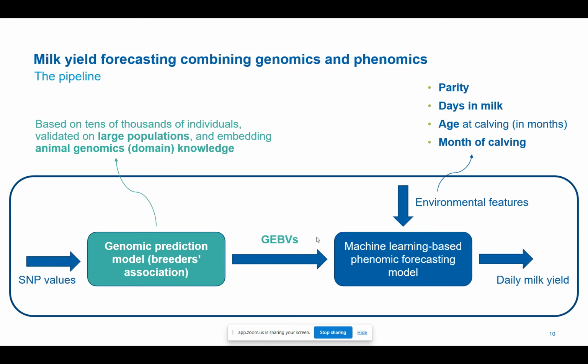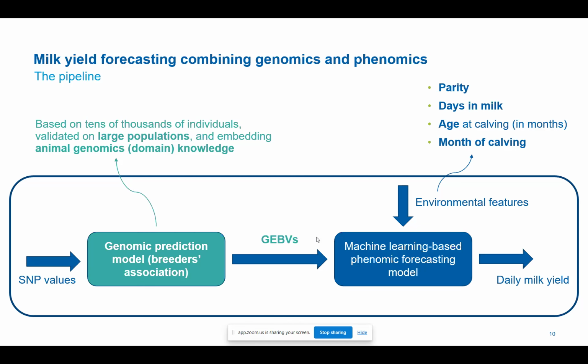Instead of estimating our own breeding values, we used the ones by the Breeders Association because they are much more accurate. They are based on large populations. They are based on state-of-the-art models that embed, of course, domain knowledge in animal genomics and so on. So this is the first chunk of information that we used. On the genetic side, we used the genomic breeding values, and we coupled them with environmental features in the machine learning models. We decided to use the parity of the lactation, days in milk, age at calving, and month of calving as features for our machine learning model.